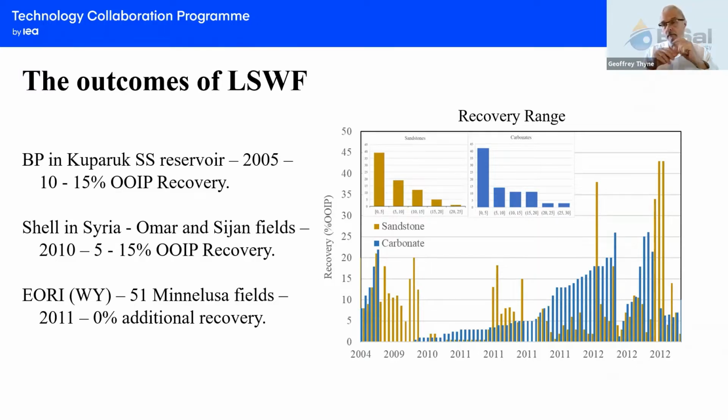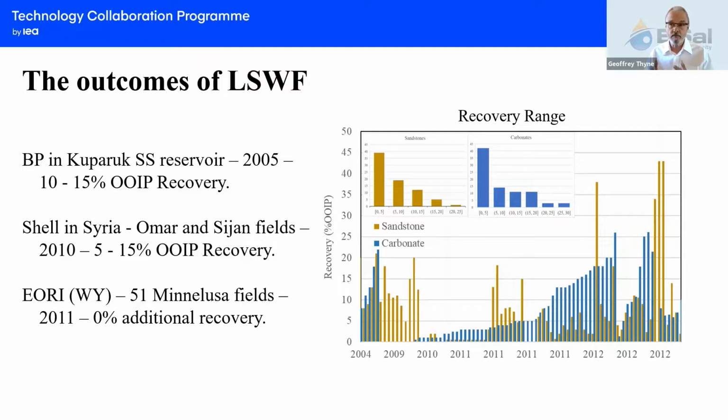And up in the upper left-hand corner of this figure on the right, you see two histograms. And a fascinating point, one's for sandstones, one's for carbonates, the blue is carbonates, the brown sandstones. We get about the same wide range of recovery.